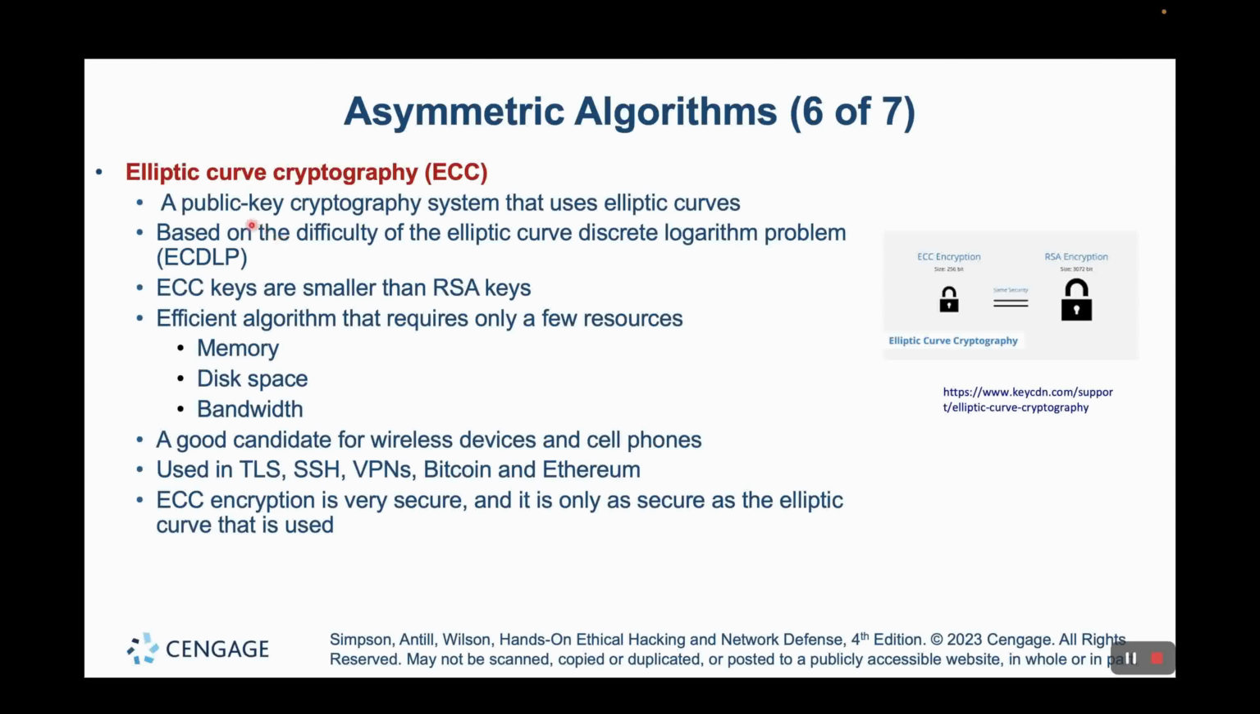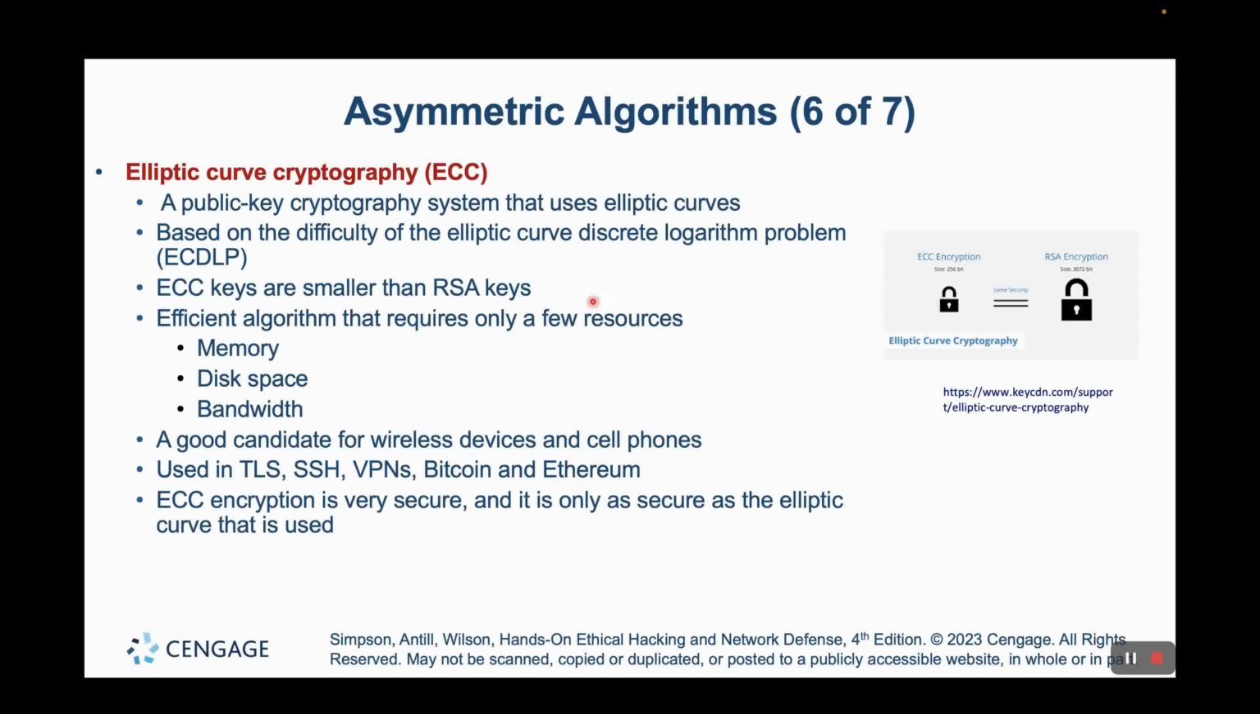Now, the other one here we have is elliptic curve cryptography, ECC. It's a public key cryptography system using elliptic curves. Something like this, and you select the values. It is based on the difficulty of the elliptic curve discrete logarithm problem. And the good thing about ECC is that its keys are smaller than RSA. If you look here, you see that a 256-bit key gives the same security as RSA encryption with a 3072-bit key. Imagine the difference here.